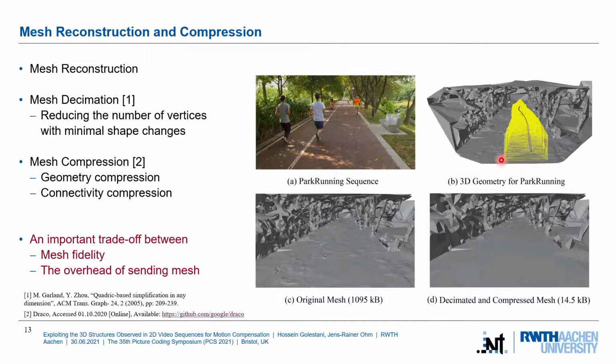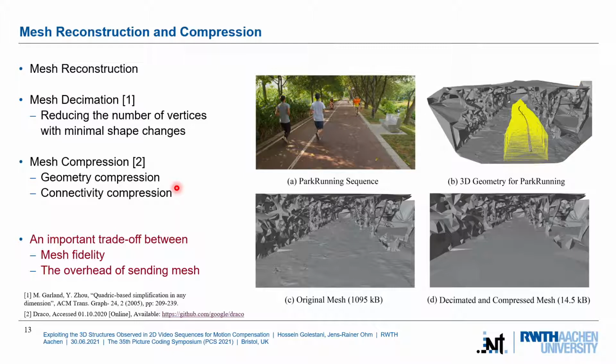Okay, I don't want to go into the details of point cloud generation and mesh reconstruction. You can simply see them in the paper. However, to reduce the overhead, we should compress the 3D mesh data. To do so, first we decimate the mesh using a QEM-based method, and then compress it using Google Draco. You can use your own mesh compression algorithm.